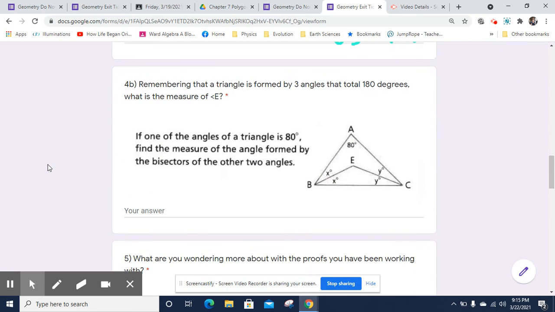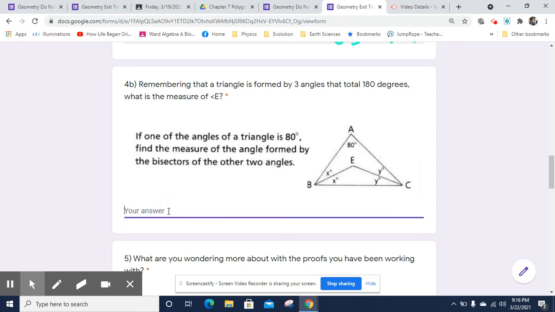Now let's take a look at this one. So we got this triangle. Remember that a triangle is formed by three angles that total 180 degrees. So what is the measure of this angle E here? Well, here's what we know. We know angle A is 80 degrees. And we know that A plus 2x plus 2y has to be 180 degrees.